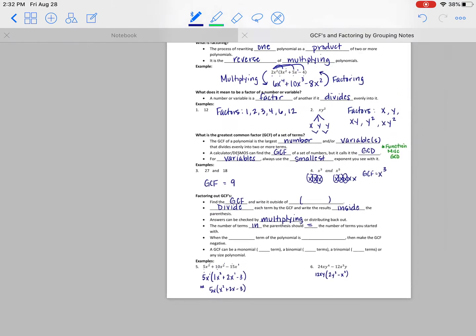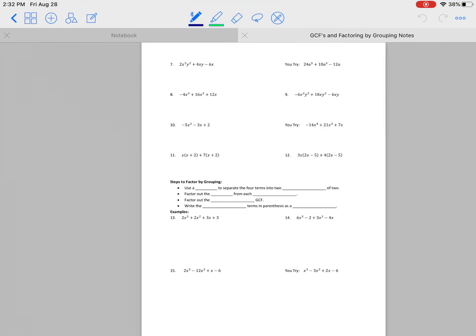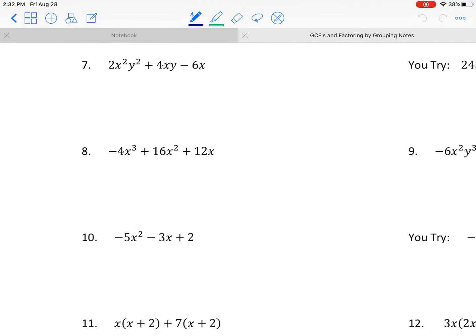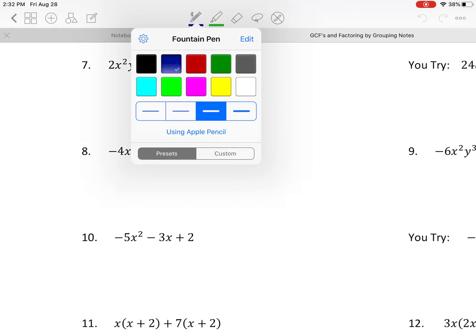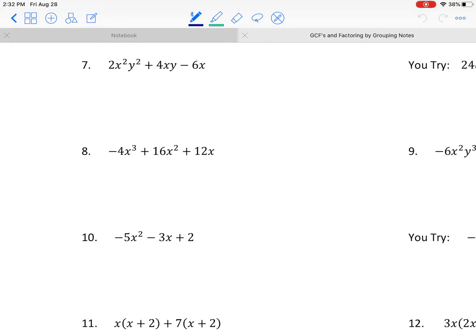Oops, not you, calculator. And again, we're going to come back to those bullets, but let's look here. So what's the biggest number that goes into 2, 4, and 6? That's going to be 2. How many x's do all 3 terms have in common? Let's see, 2 there, 1 there, 1 there, so 1x. And then how about y's? Well, I've got 2 y's here, 1 y here, but no y's in this last term, which means I cannot take out a y.